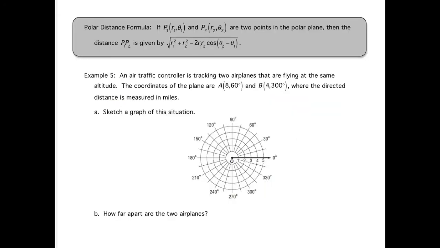Okay, let's talk about our final concept for this lesson, which is the polar distance formula. If I am given two polar coordinates, then I can find the distance between them, which by the way is annotated, they just put P1, P2 next to each other, by this lovely formula right here.